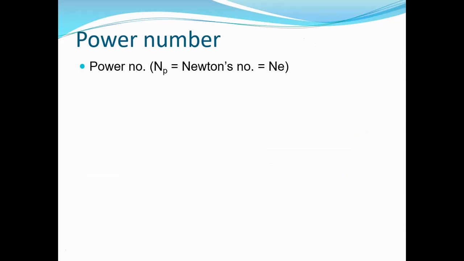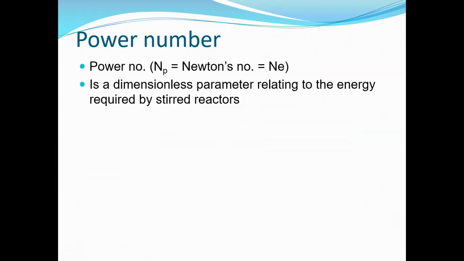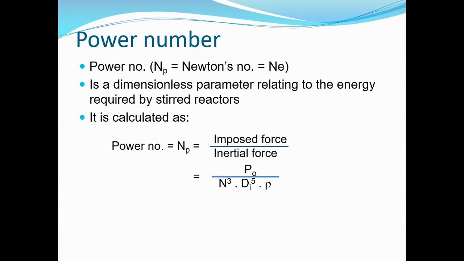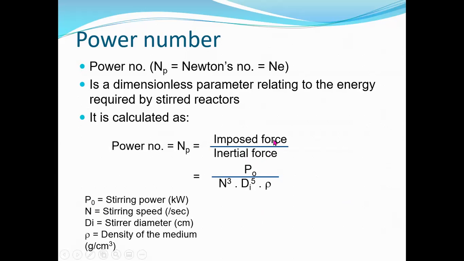Now let us see the power number, which is also called Newton's number. It is denoted by Np or Ne. It is a dimensionless parameter relating to the energy required by the stirring reactor, that is, how much energy or power is needed by the stirring reactors. It is calculated as imposed force upon inertial force. P0 is the stirring power, and N cubed is the stirring speed, times the stirrer diameter to the power 5, times the density of the medium.